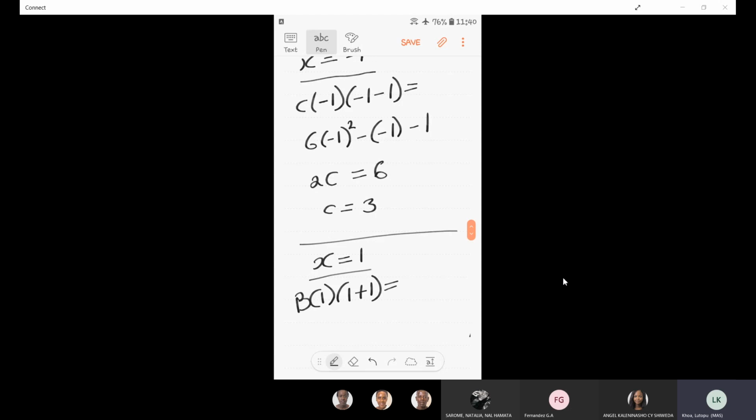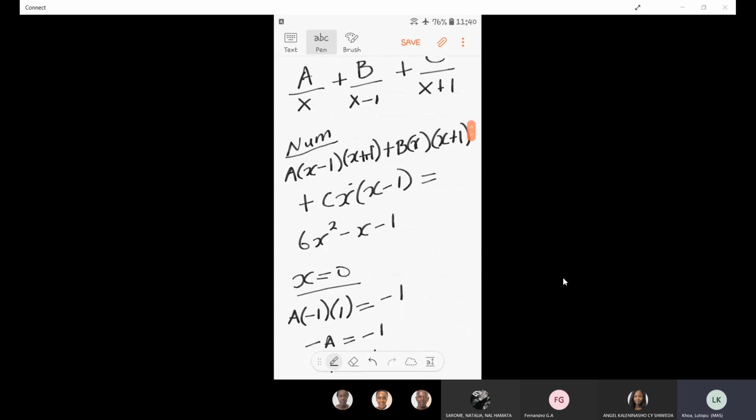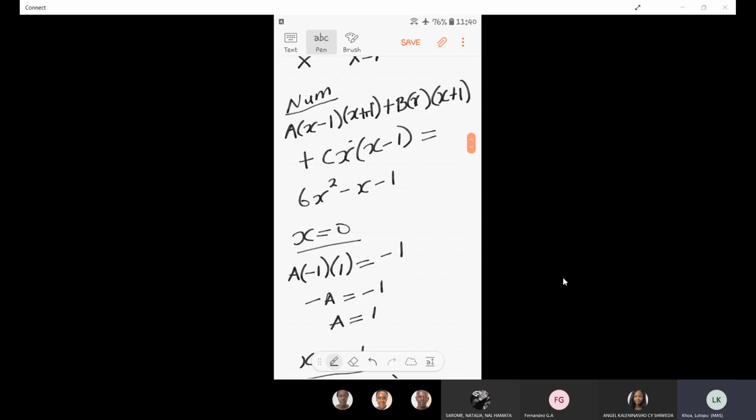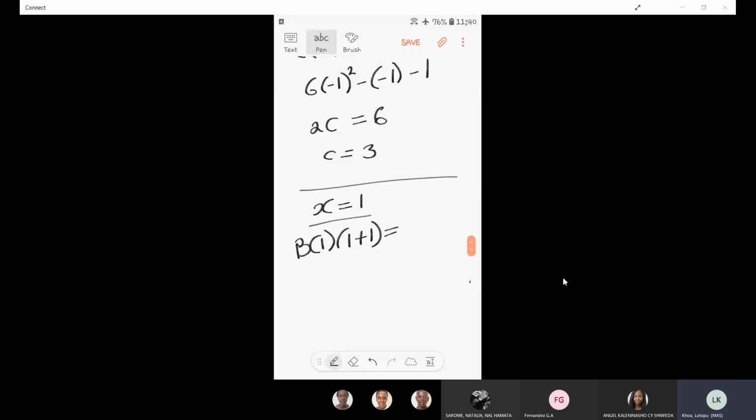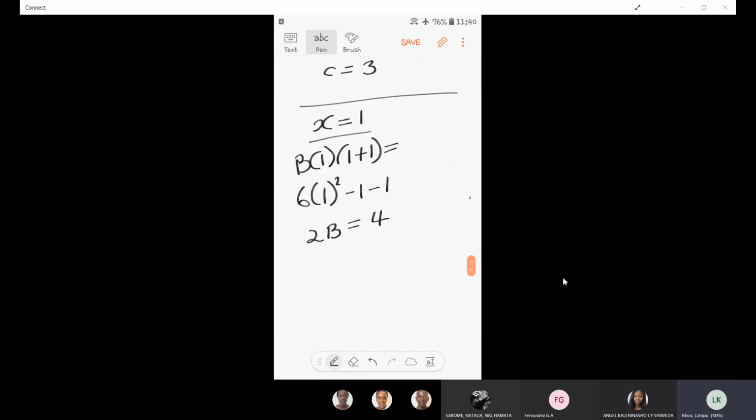over here I have 6 times 1 squared minus 1 minus 1, so that should give me 4. So I have 6 times 1 squared minus 1 minus 1, then this is just 2B, this is equal to 4, and this means that B is equal to 2. So I've worked out all the values for A, B, and C.